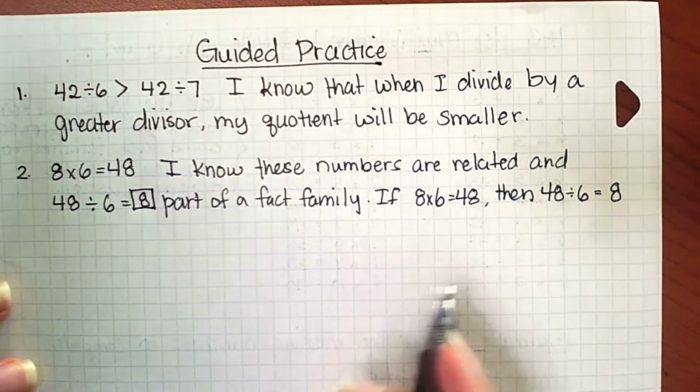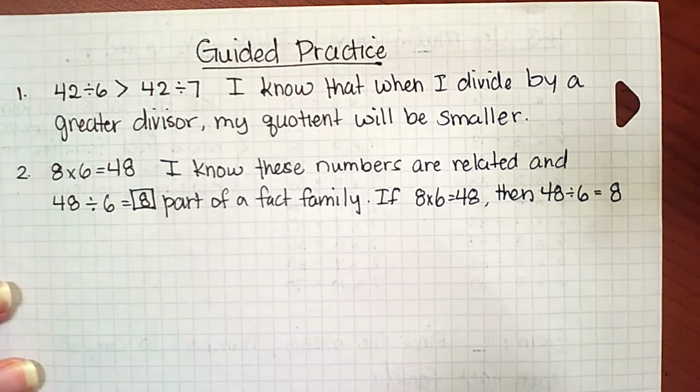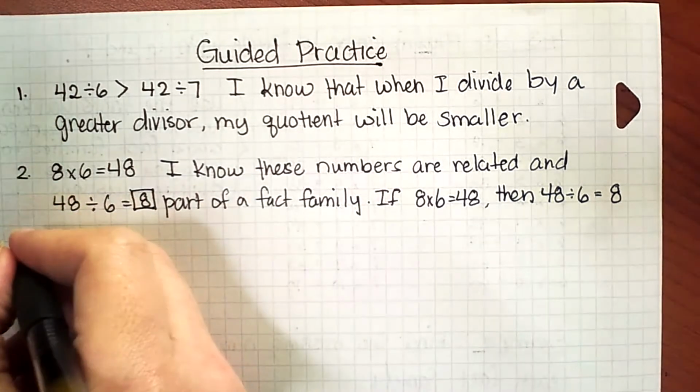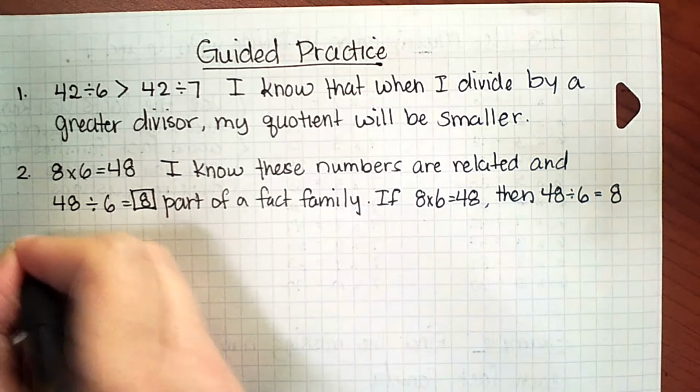For numbers 3 to 8, it says write the related multiplication fact and find each quotient. So you're doing 2 things. You're not just putting the answer. Make sure you guys are paying close attention to the instructions, always, always.